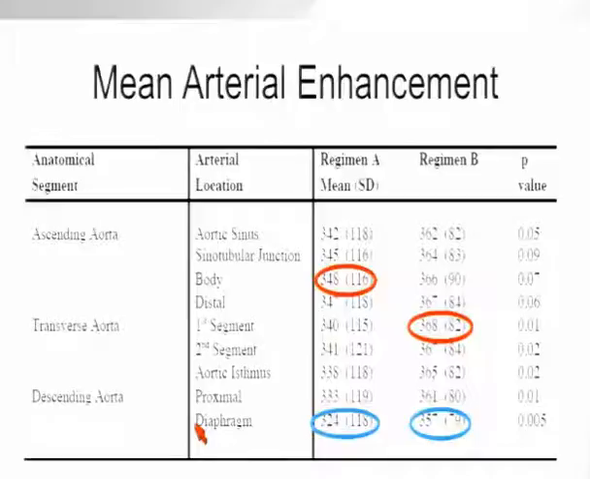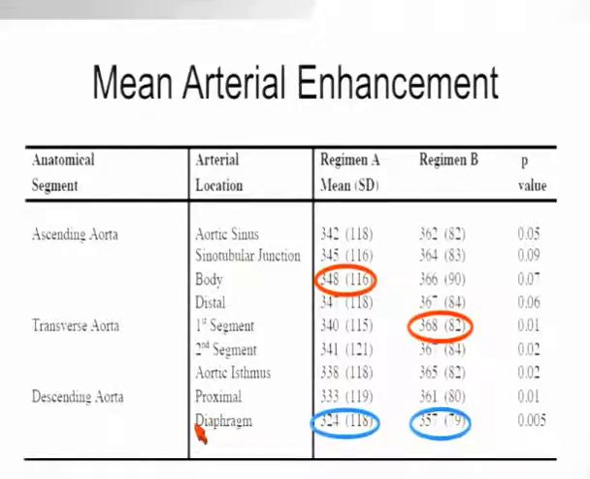What we found in regimen A, we found that the highest contrast opacification we got was 348 Hounsfield units, and the lowest we had was 324. Now, we looked at regimen B, we found that the highest we had was 368 Hounsfield units, and the lowest was 357. So looking at how fast or how slow contrast gets there will predetermine the level of opacification within the vessel.